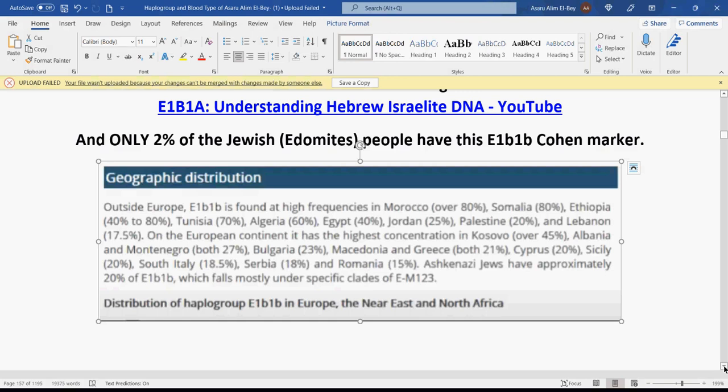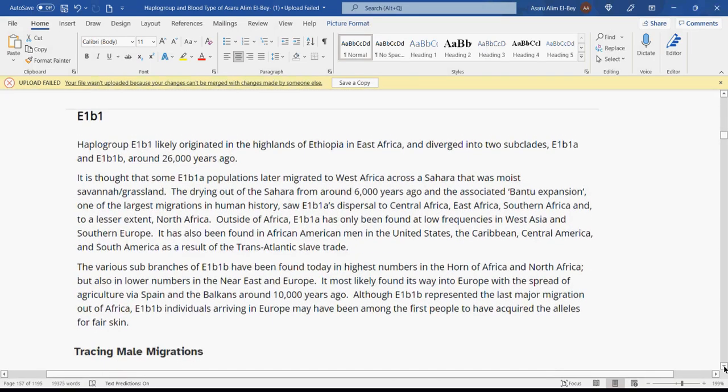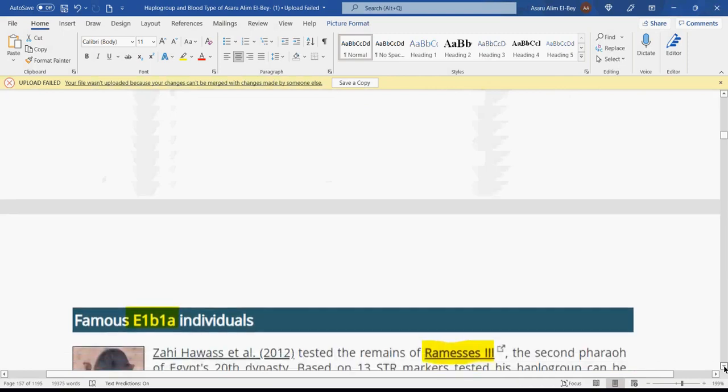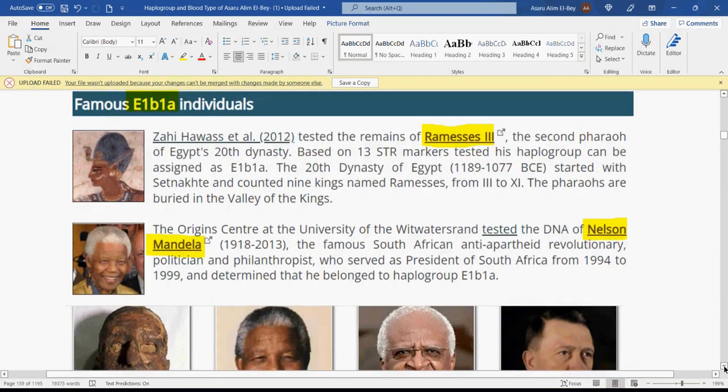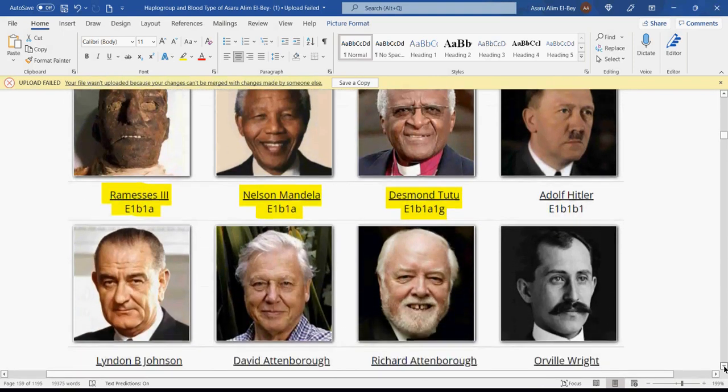So those who have E1B1 are related to Esau, not Jacob. And we'll show you what we're talking about here. E1B1B allegedly arrived in Ethiopia. So here it is, famous E1B1A individuals. Ramesses III, Nelson Mandela. Who else? Desmond Tutu, who just died last year, a few months ago, as a matter of fact. Peace upon him.